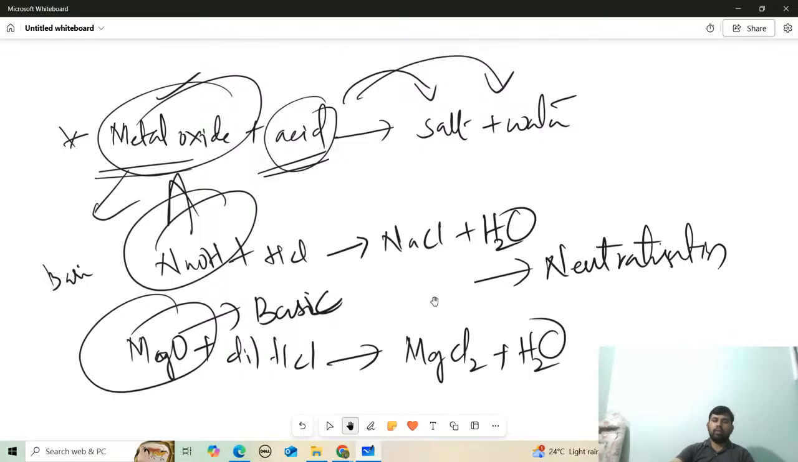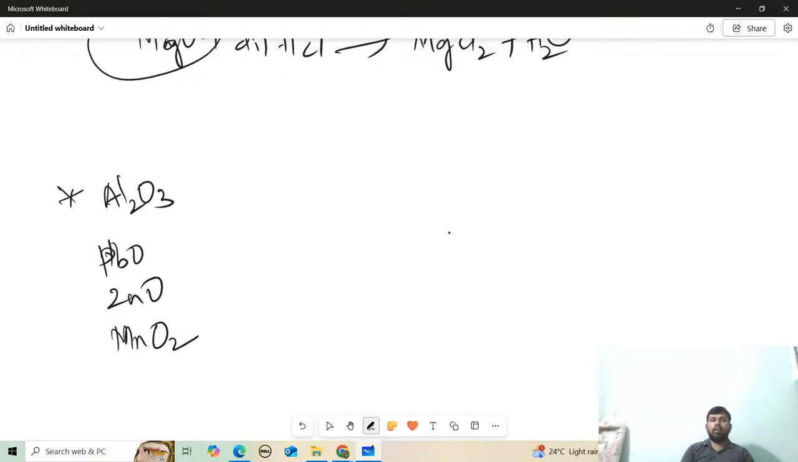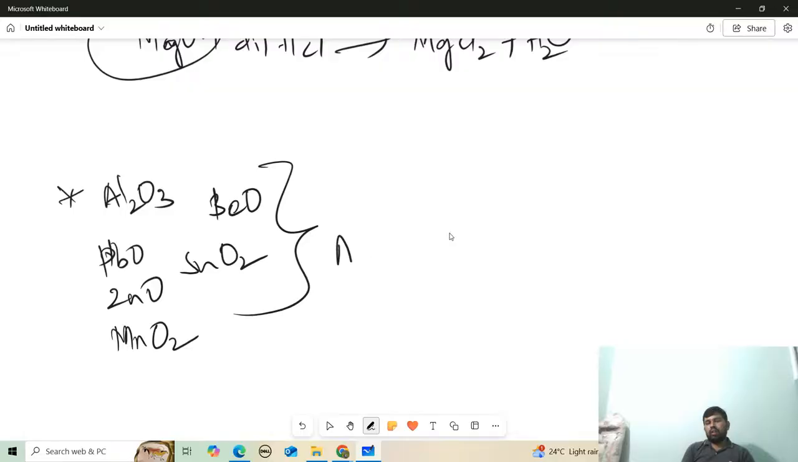Next, are all the metal oxides basic in nature? Again we have Al2O3, lead oxide, zinc oxide, beryllium oxide, and SnO2. These all are amphoteric oxides. Remember, amphoteric means they act like both acid as well as base.